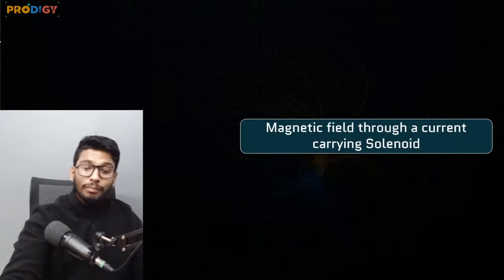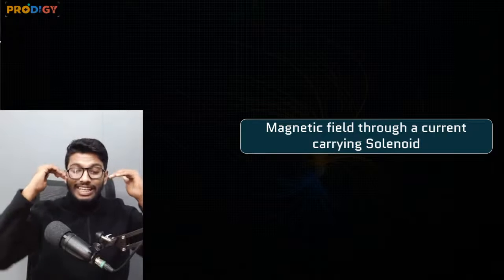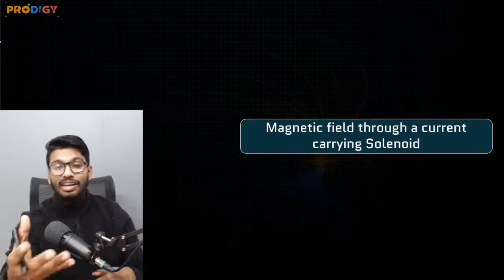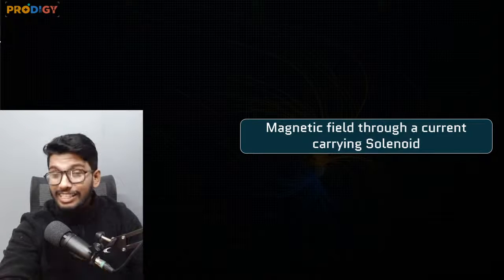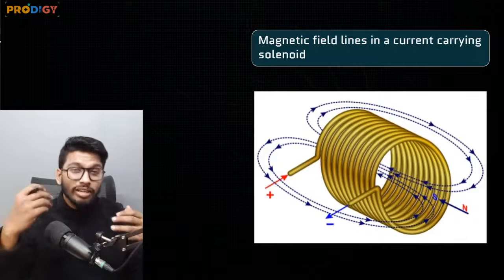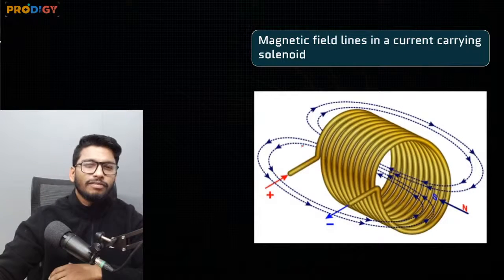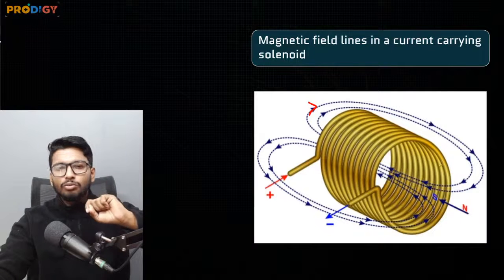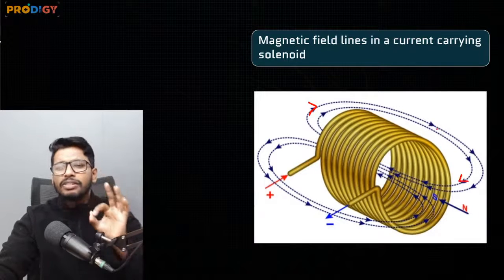Talking about a solenoid, people, solenoid is by far the easiest of them all, because the magnetic field around a solenoid is very similar to that of a bar magnet. It's absolutely similar to that. So it's one of the easiest to remember. So you have magnetic field lines starting from the north pole, ending up in the south pole, exactly like how it happens in a bar magnet.